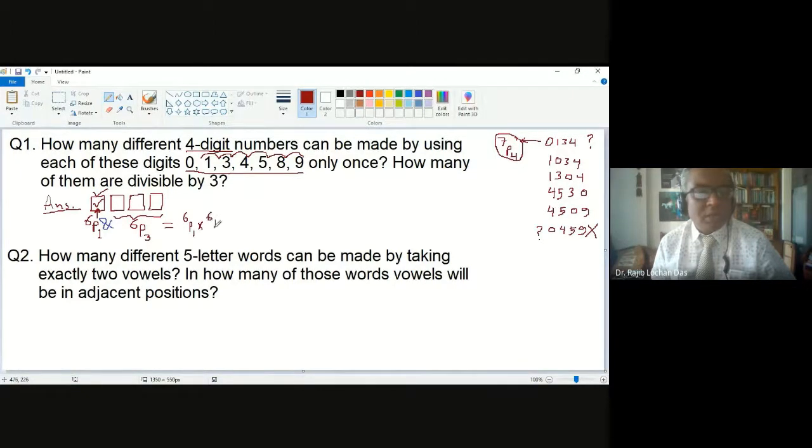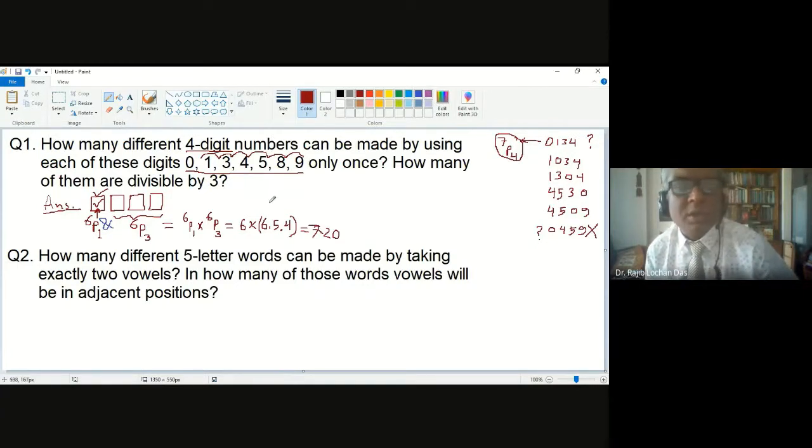So you can find out the first answer. It is 6 into 6P3. 6P3 means 6 into 5 into 4, which is 120, and then times 6, so 720. This is the first answer. So the first answer is finished.